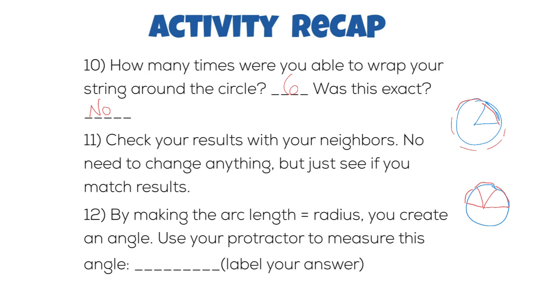Let me get back to my questions. Number 12, making the arc length equal the radius. Use your protractor to measure that angle. Ideally, you were around 57 or 58 degrees. And it does say label it because you need to know that that's in degrees we're talking, not in radians.